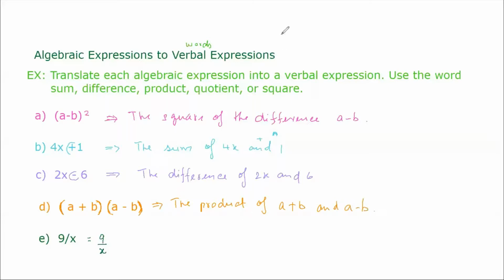Okay. Now go to the last example. We can write 9 over x, or we can write this pattern, right? This is like a fraction or ratio, which means division, 9 divided by x. So we can say the answer is the quotient of 9 and x. Quotient means divide, division.